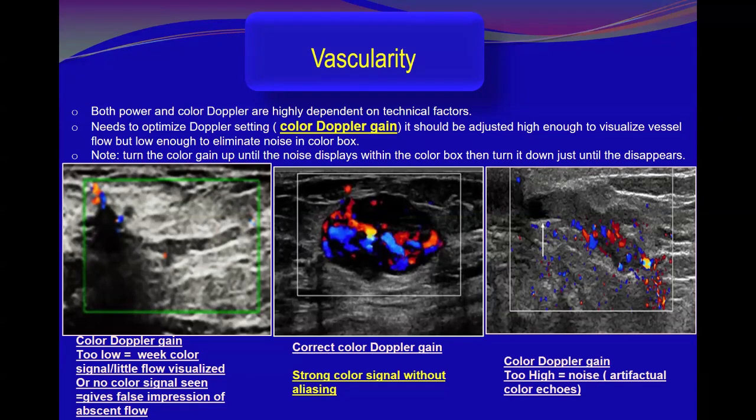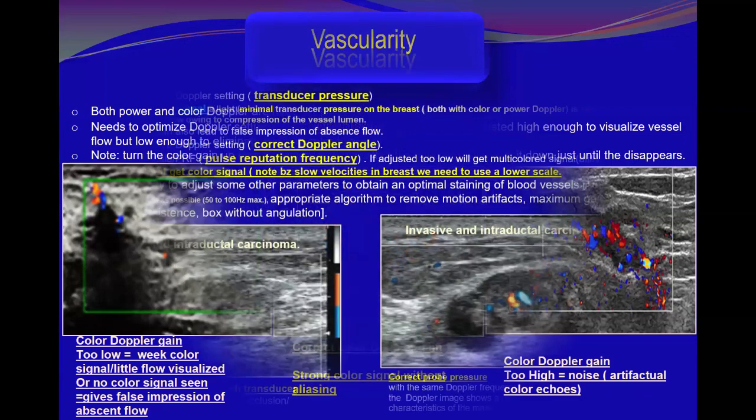So the advice of the Doppler expert is to turn the color gain up until noise displays. See, then start to reduce it, turn it down until just the noise disappears. Then we'll get a clear image with a good color gain.